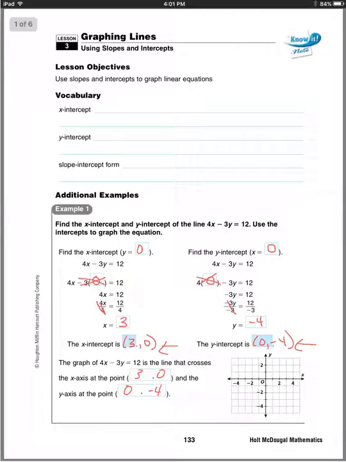So, all we have to do now to graph this line is graph (3, 0) and (0, -4), and we connect those dots and put an arrow at each end to indicate that it goes on forever in both directions.